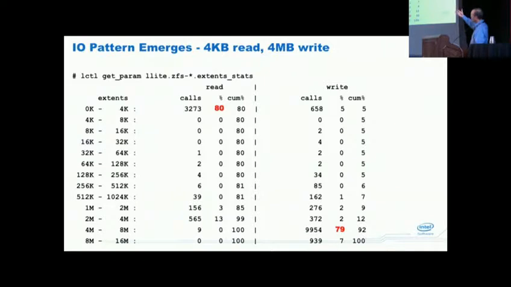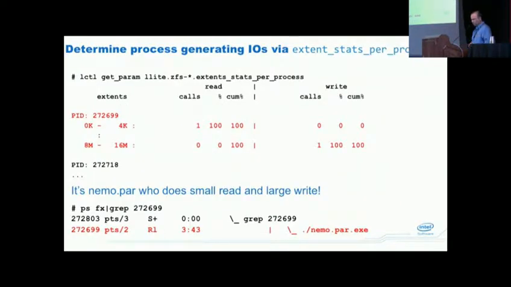We see that about 80%, a large percentage of the reads, are small, 0 to 4K, and a large percentage of the writes are large, in quotes, depending on who you are. That's 4 meg to 8 meg, and 79% of the writes are there. This is positive, since there's a pattern emerging, and maybe we can do something with that pattern.